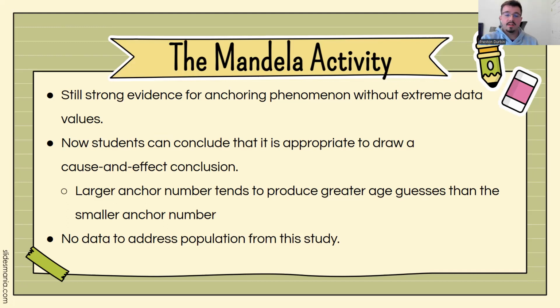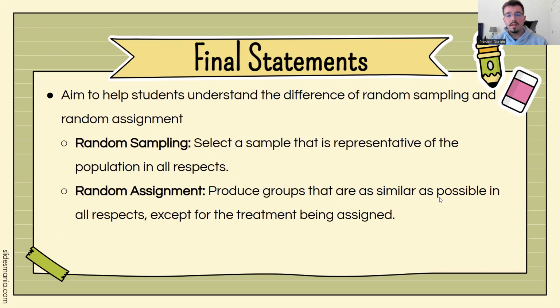And there is no data to address the population for this study. For final statements, the aim to help students understand the difference between random sampling and random assignment is very crucial. And Allan Rossman has 2 blogs that really go over these 2 ideas. It's just a lot of information that is crucial for students to fully understand.